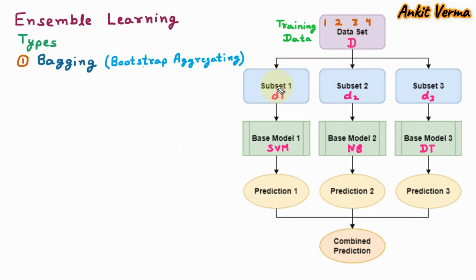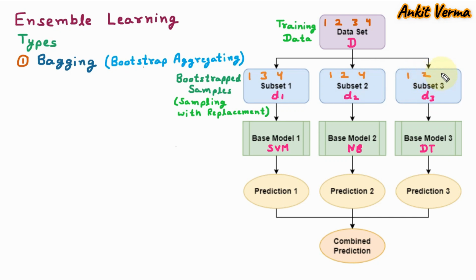This data set is divided into subsets which are called bootstrapped samples, which means sampling with replacement. Here the meaning is, in the data set we have 1, 2, 3, 4. Now we are taking the bootstrapped samples. Let's say in the first subset we are taking 1, 3 and 4. Now in subset 2 we are again taking 1 and then 2 and 4. And in subset 3, we are taking 1, 2 and 3.